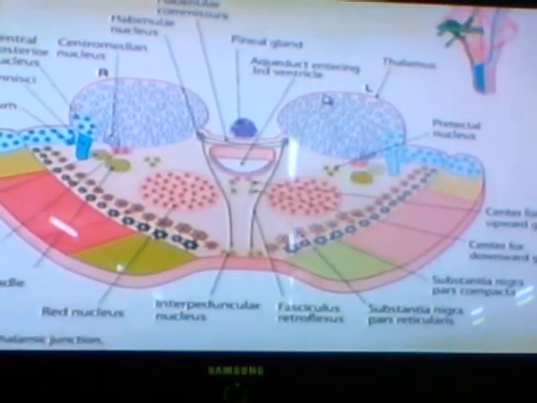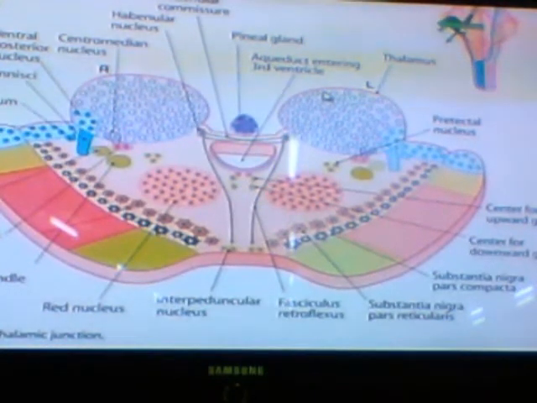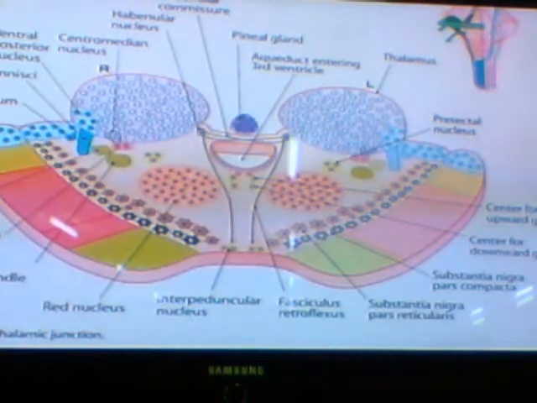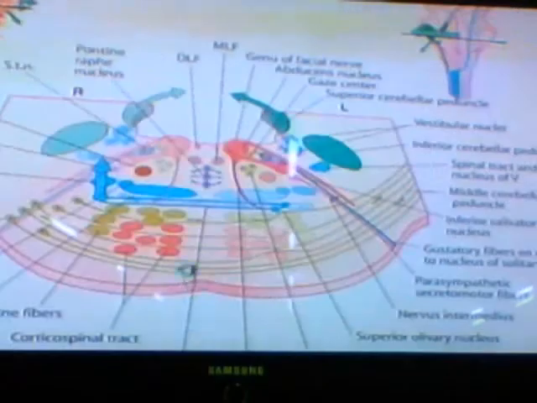Should I step back, or is everybody okay with that? Everybody's okay with that? Or nobody's okay with that? All right, let me show you the schema again.